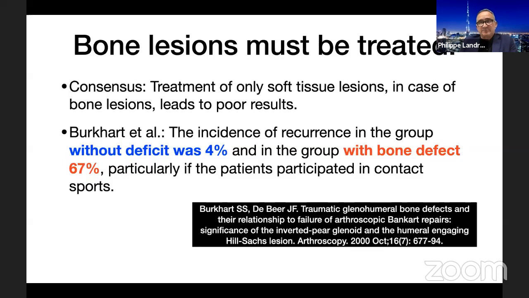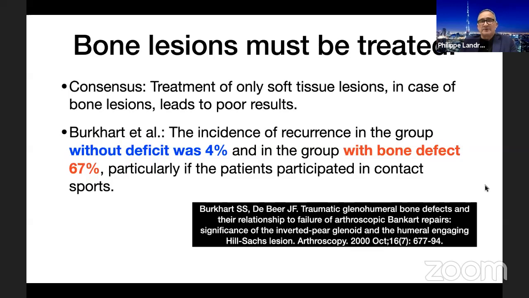There is a consensus to say that the treatment of only soft tissue lesion in case of bone lesion leads to poor results. Now I think everyone agrees with that. Everyone knows this famous paper in 2000 from Burkhart and De Beer showing the difference between 4% and 67% in the Bankart repair without or with bone defect. Can you imagine? 67% of recurrence if there is a bone defect. So definitely this is a surgery that you should not do. We don't do a surgery with a failure rate of 67%. So this paper and other papers after that have shown clearly that bone lesion must be treated.